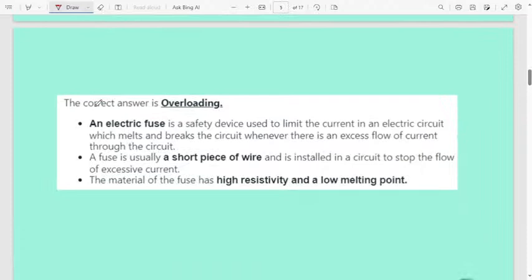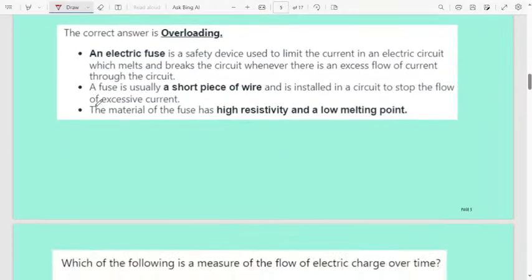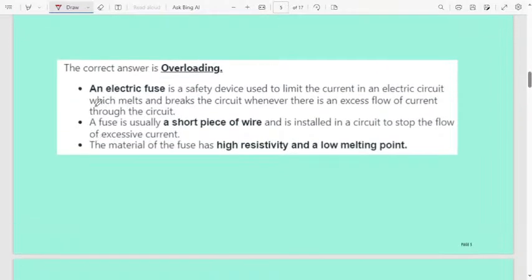Let us discuss. I will explain. What is meant by fuse? What is the use? An electric fuse is a safety device used to limit the current in an electric circuit, which melts and breaks the circuit whenever there is an excess flow of current through the circuit. You can observe, in everyone's home we have the main switchboard. In the main switchboard, otherwise meter board, we will call, it contains a fuse.